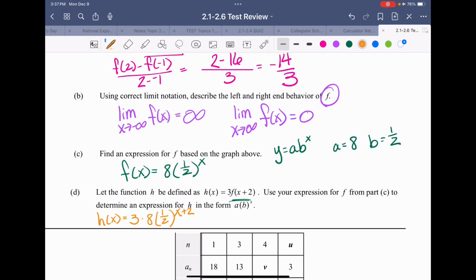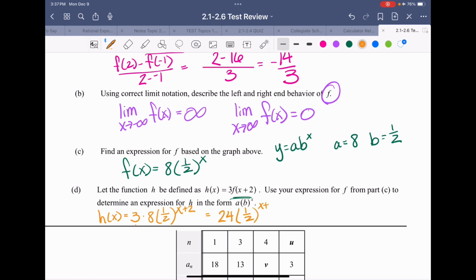All right, so then we have to clean it up. I just wanted an a times b to the x. I got this extra stuff out here. So I can multiply the 3 times the 8. I can't multiply the 8 times the 1/2, but 3 times 8 is going to give me 24 times 1/2 to the x plus 2 power.